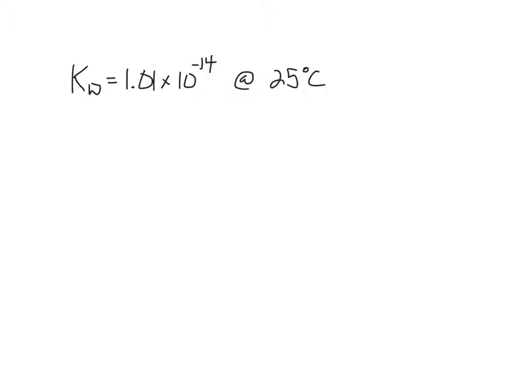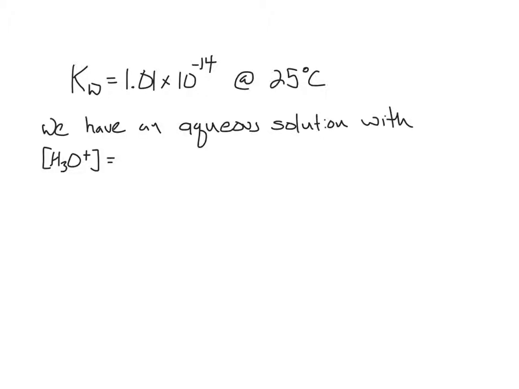Let's do an example calculation. Let's say we have an aqueous solution with a hydronium concentration of 2.0 times 10 to the negative 9th molar. What is the concentration of hydroxide in the solution?